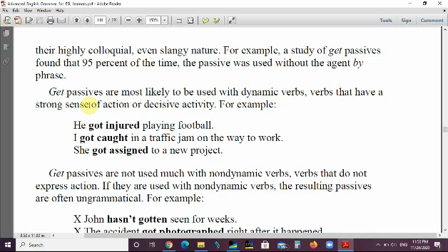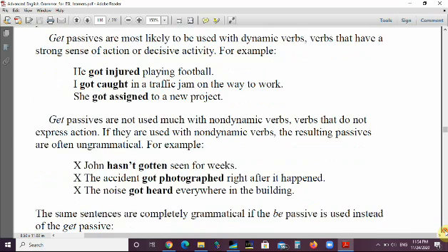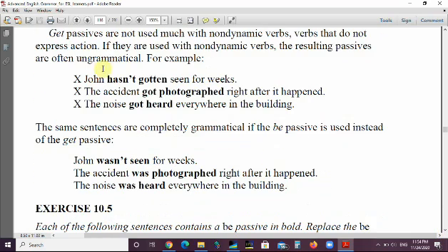Get passives are most likely to be used with dynamic verbs, action verbs, verbs that have a strong sense of action or decisive activity. For example, I got injured. Verb injure is a dynamic verb. I got caught. Verb catch is a dynamic verb. She got assigned to a new project. Verb assign is a dynamic verb.